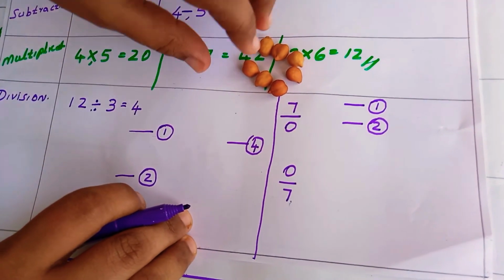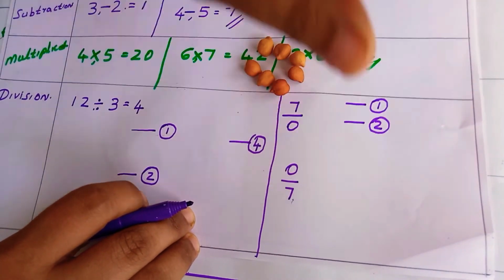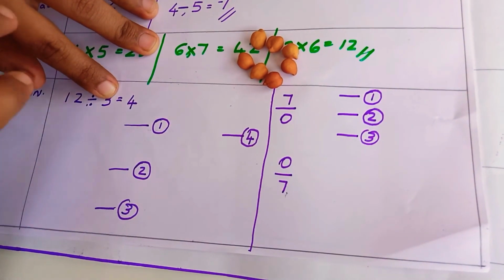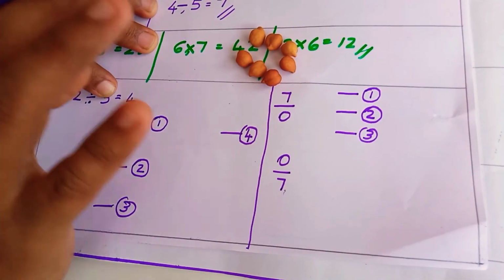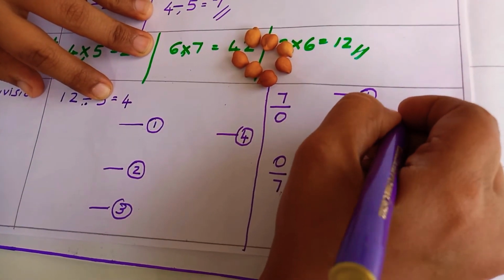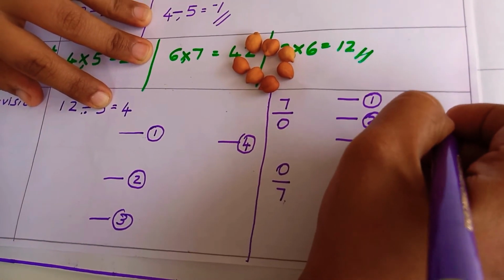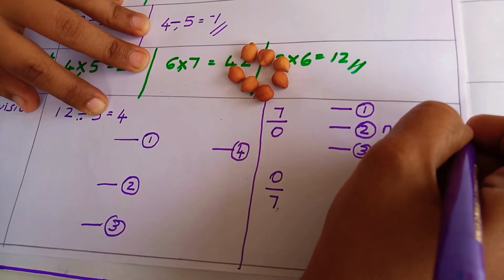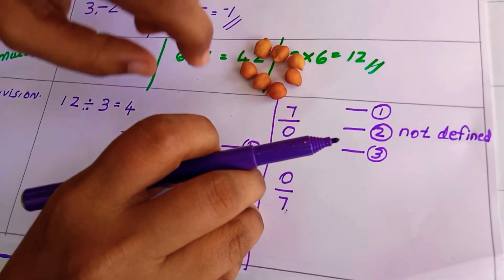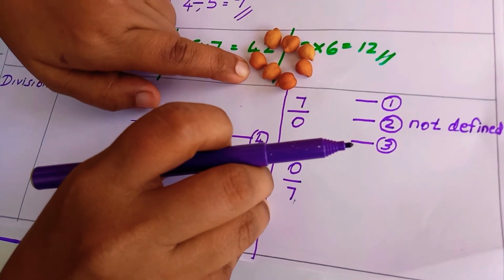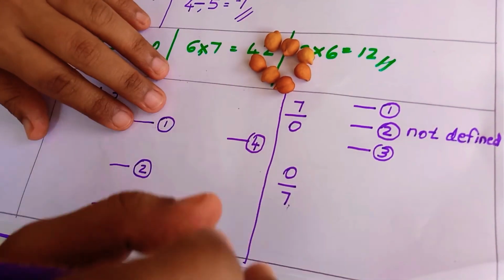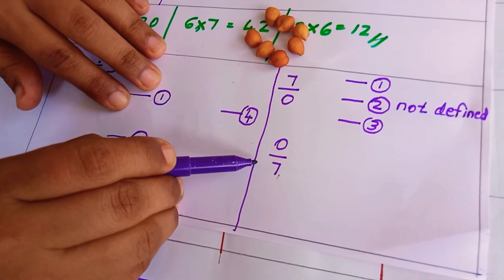This is my second time. Again I am taking 0 chana and keeping it here. See, third time. How many times I can do this? Many times. So it is not ending. That means 7 divided by 0 is not defined. Got it? See, 7 divided by 0 is not defined because we can take 0 chanas from this 7 chanas for many times. It is not ending. It will not end.